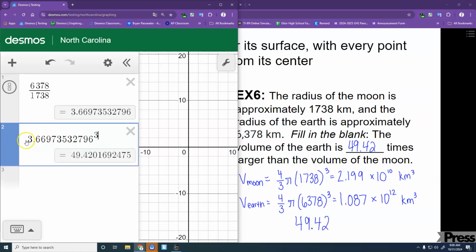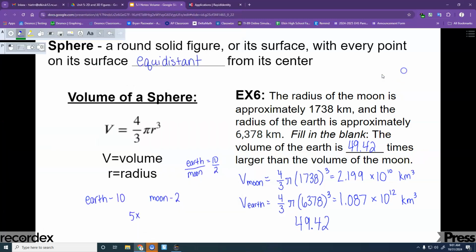Notice what I get if I take my number of times bigger and I cube it. I get what we got right here. So your radius is 3.6 times bigger. If you looked at surface area, we'd square that, and if you look at volume, which is cubed, you would have to cube that difference. So you have to be really careful when you're dealing with straight units like kilometers versus cubic units for volume. They're not going to be the same.